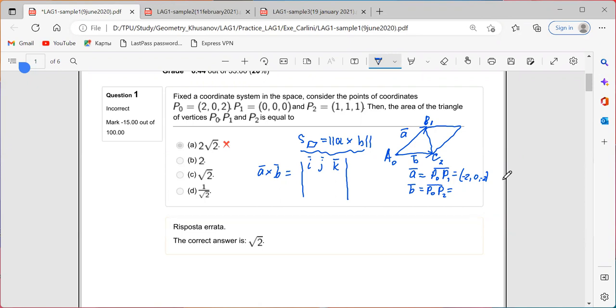Let's continue our choice. So P0P2 will be the vector: 1 minus 2, which is minus 1. Then 1 minus 0, which is 1. And 1 minus 2, which is minus 1 again. So these components of A and B we have to put in the second and third rows.